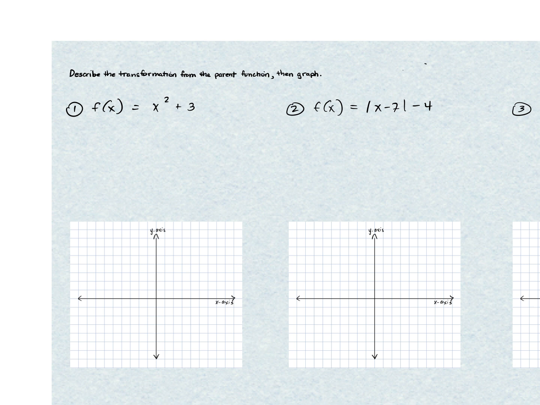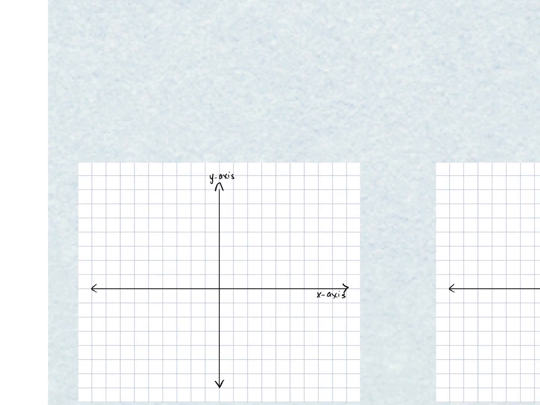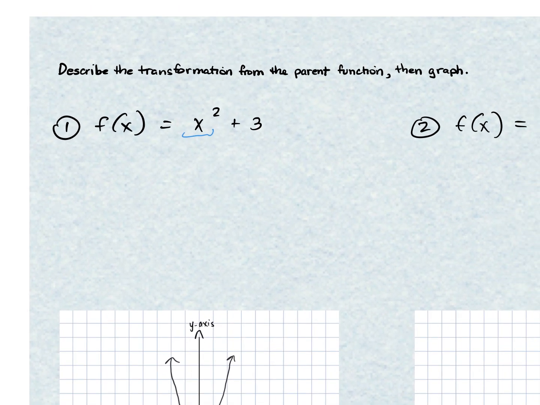All right, so for number 1, let's look. The parent function is x squared. We know it's a quadratic function, so in general, it's going to look like this parabola. I'm going to quickly sketch it out. It's going to look something like that, just a quick sketch. And then this plus 3 is on the outside of our x squared, so this is a vertical shift. This is up 3 units.